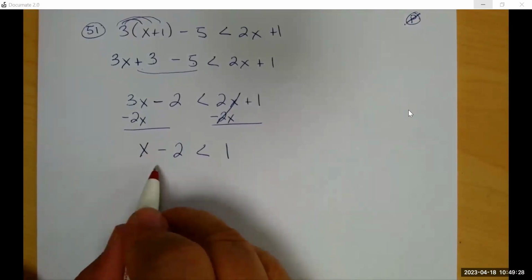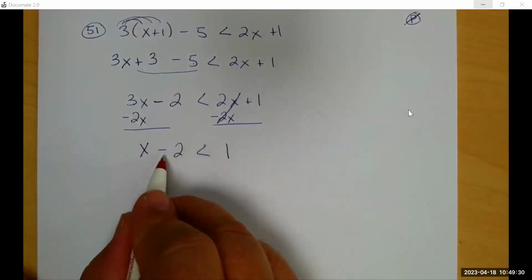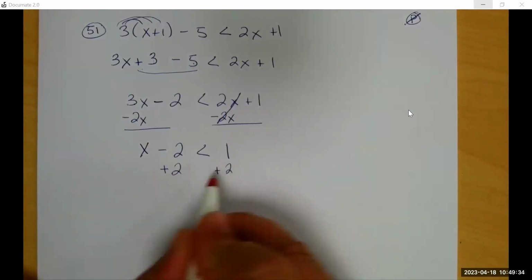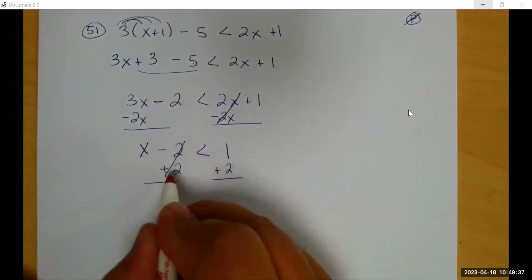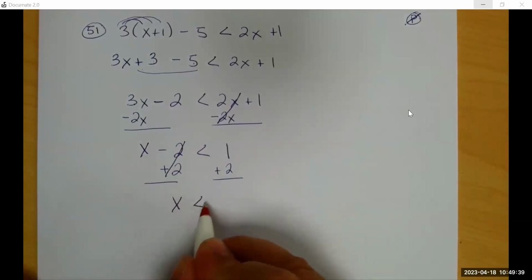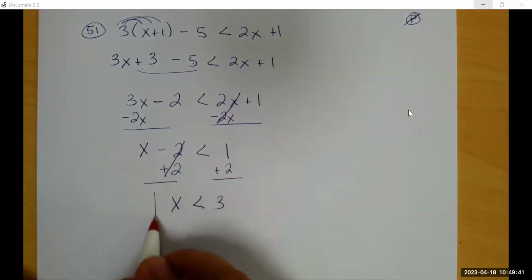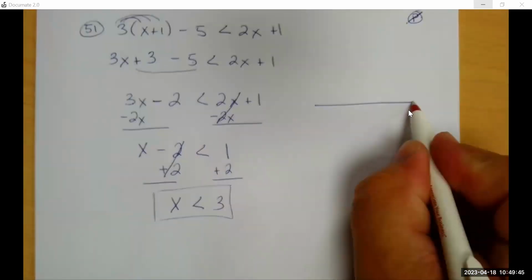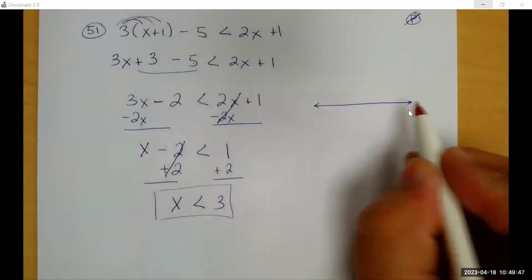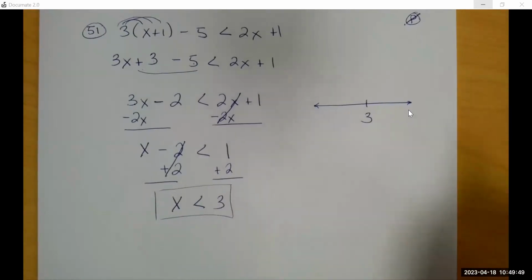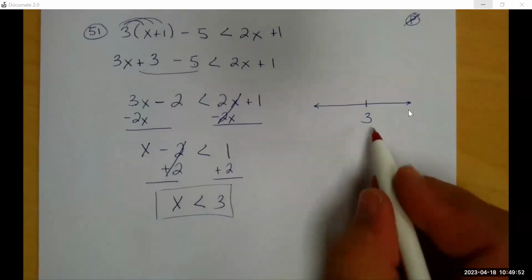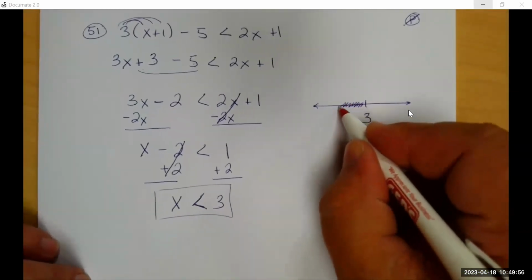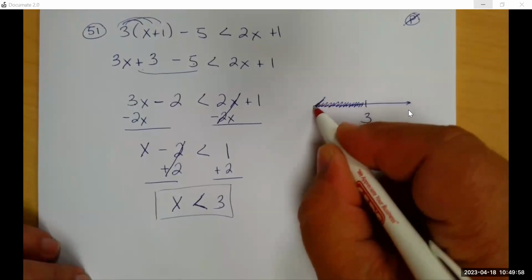Since all the x's are here, we have to move all non-x's over there. So we have to get rid of the negative 2 by adding 2 to both sides. 2 plus 1 is 3. So x is less than 3. That's the only number I have, is 3. It's pointing to the left. So I shade to the left.